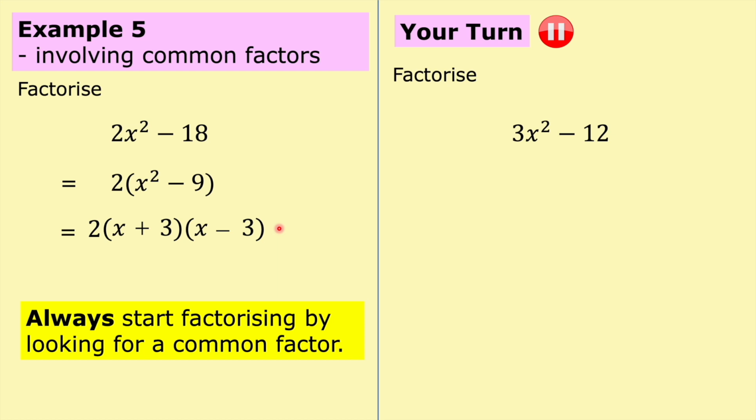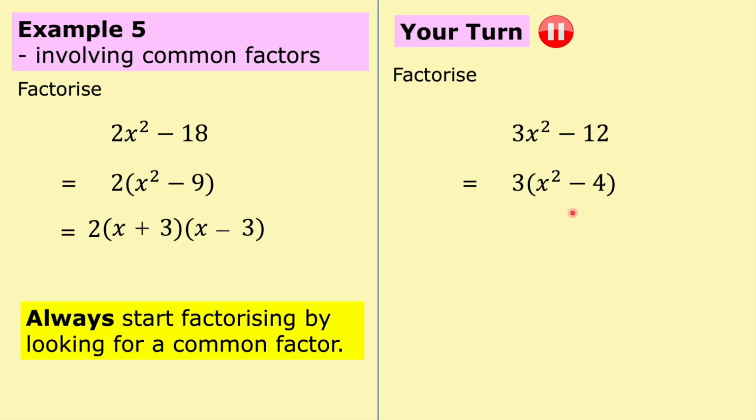Okay, hopefully you've unpaused. Let's go over the answer. Like I say, always look for a common factor first. The common factor here is 3. So we're going to take 3 outside of the brackets. 3 times x squared gives you 3x squared. 3 times 4 gives you 12.